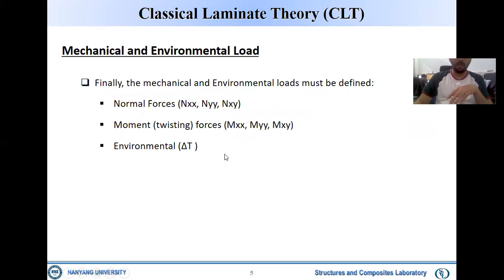Finally, the last parameters which we need to define are the boundary conditions, the constraints, and the applied loading. Here we have two types of loading: one is the mechanical load, the other is the environmental load. For the mechanical load, we have six components: three are the normal forces in X, Y and one shear force, and similarly three bending moments. So we have six mechanical loads, and one environmental load that is due to the variation in temperature, which is known as the thermal load.